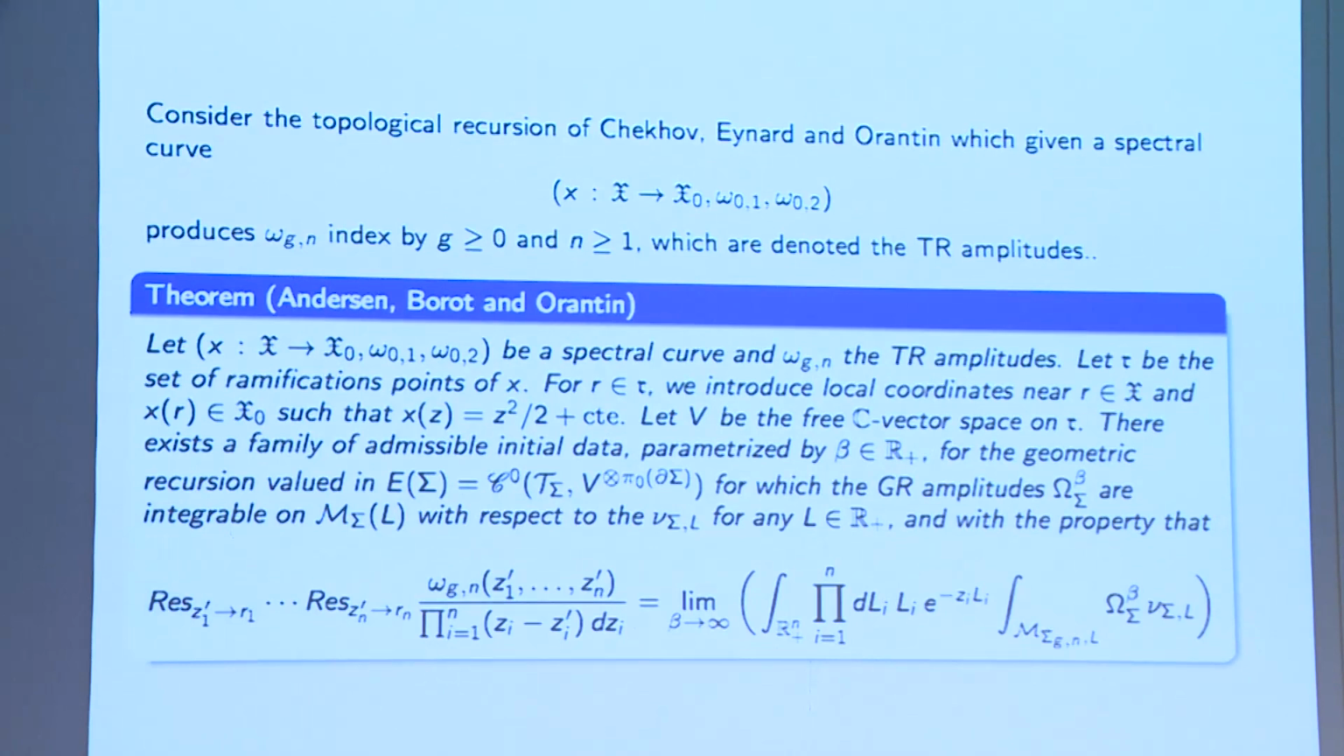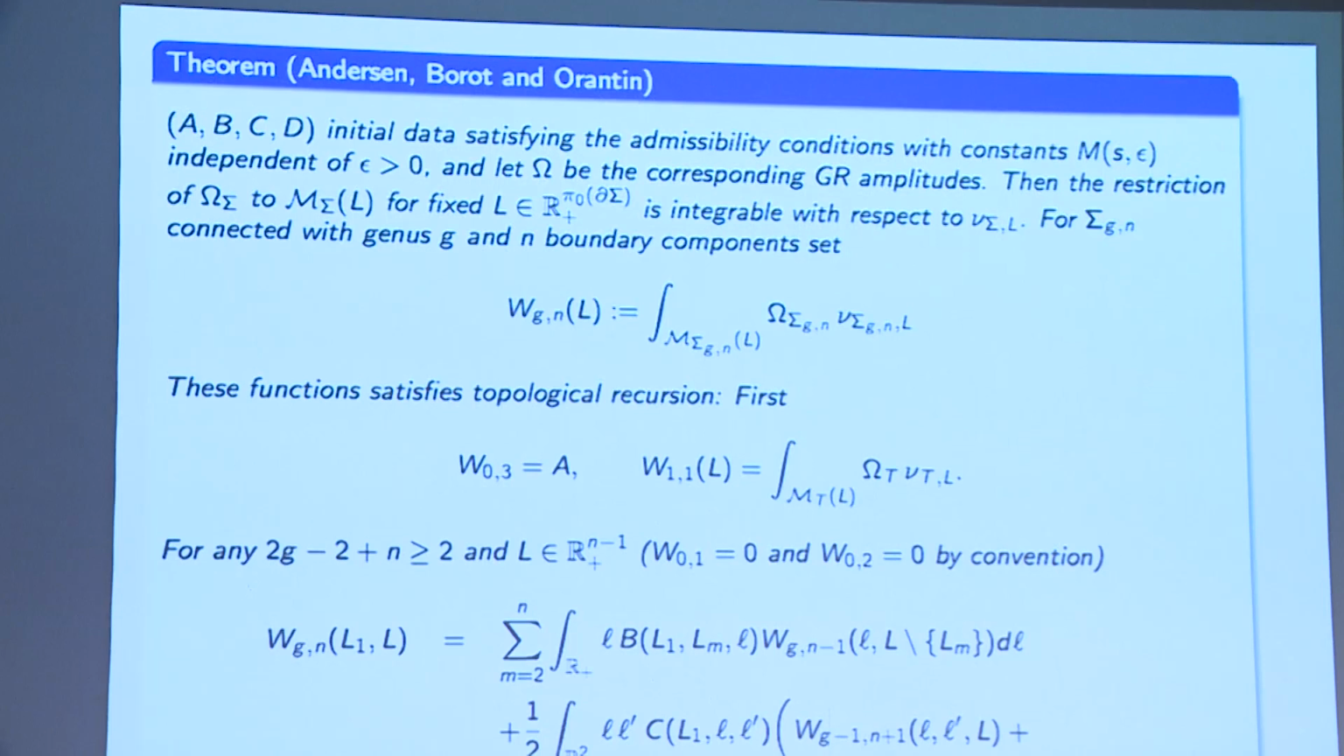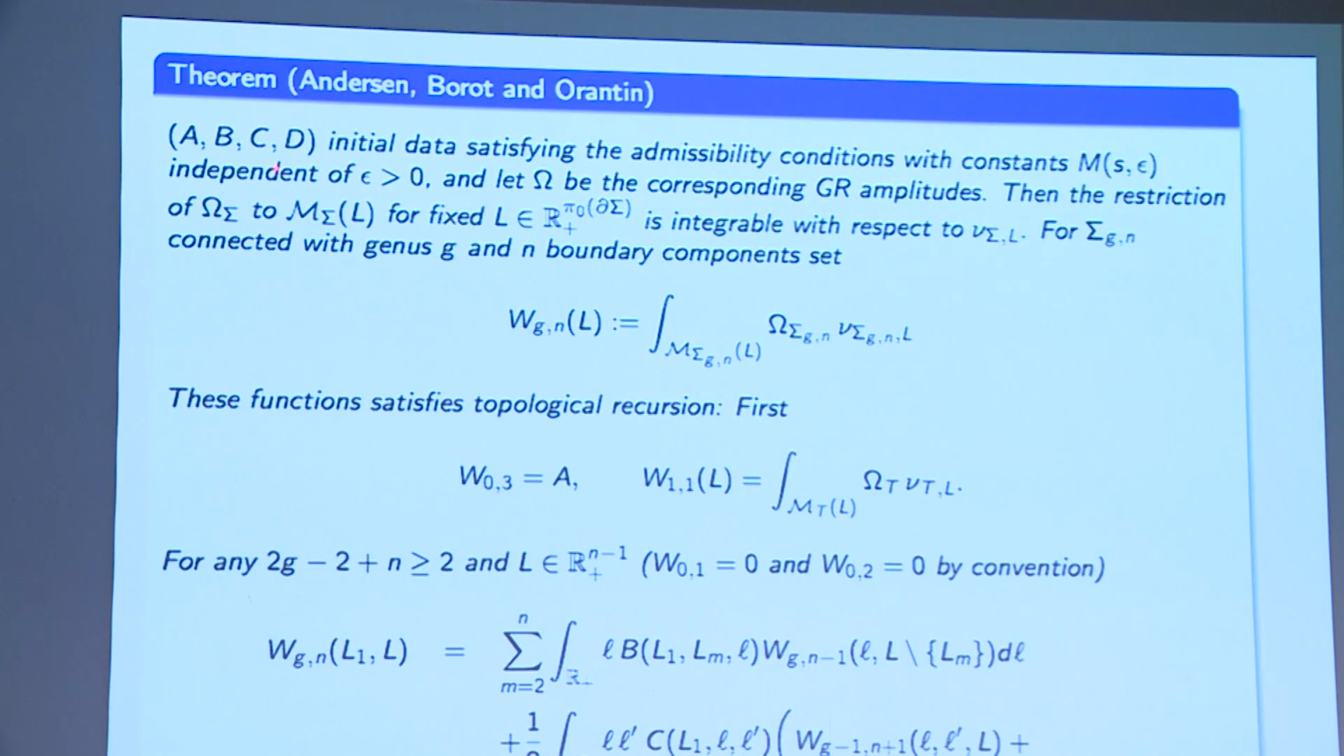Okay. Now, there is a sort of more general thing that you can do, namely, any time you have initial data for geometric recursion where these constants that I showed you for the initial data are independent of epsilon, then the output of geometric recursion will be integrable over the moduli space with fixed lengths with respect to the Weil-Petersson volume form. And if you define the WGNs of Ls to be the average of these guys, then this will satisfy this recursion here.